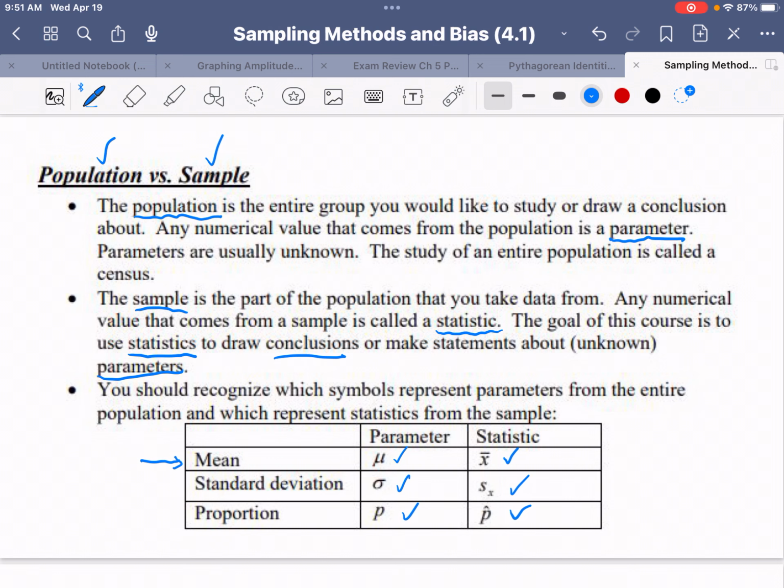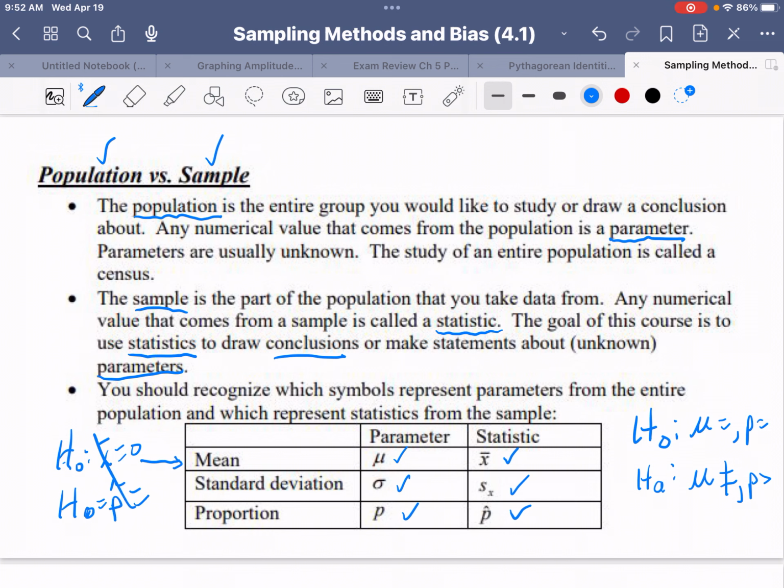For example, remember when you're stating null and alternative hypotheses, you always use parameter symbols. So you say mu equals, mu not equal to, or you say P equals or P is greater than. Never say that a null hypothesis is x bar equals. Never state that a null hypothesis is P hat equals. That's wrong.